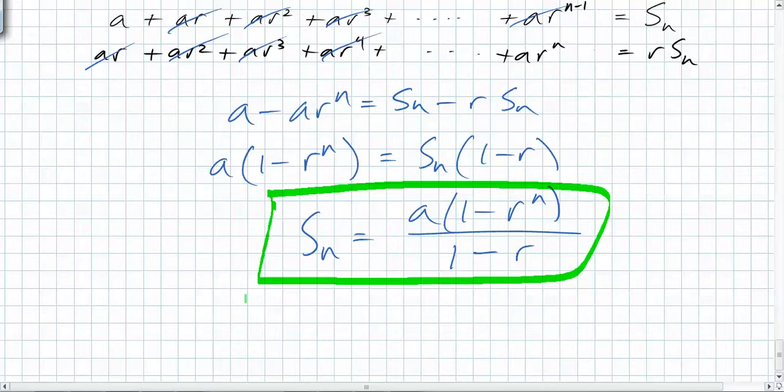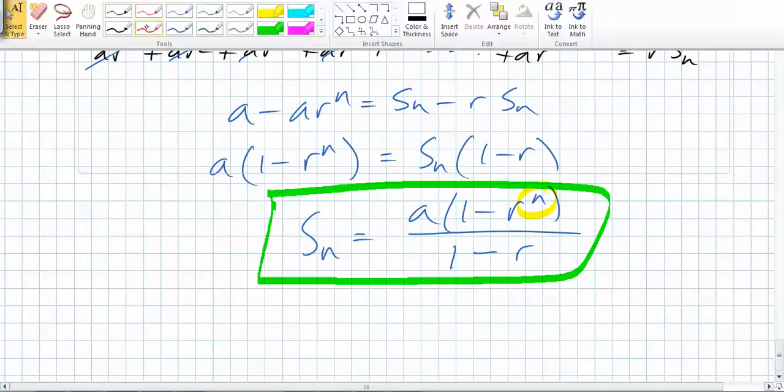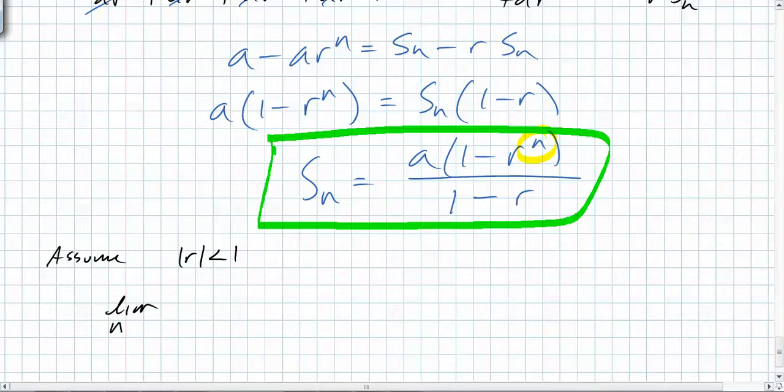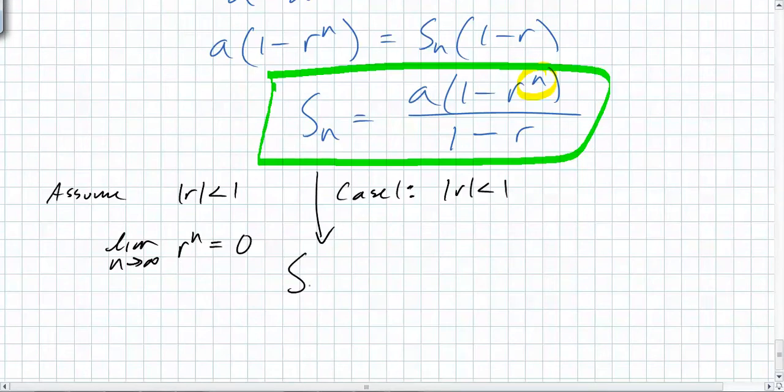So again, now we're looking at n going to what? As n goes to infinity. Where's the only place n exists in this whole thing? It's right there. Let's assume for a second that the absolute value of R is less than 1. If that's the case, what's the limit as n goes to infinity of R to the n? 0. So case 1 is the absolute value of R is less than 1. What does this become? Sn is going to be equal to A over 1 minus R, right?